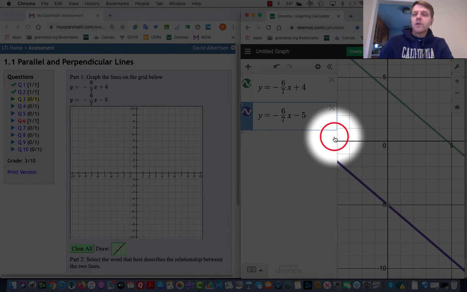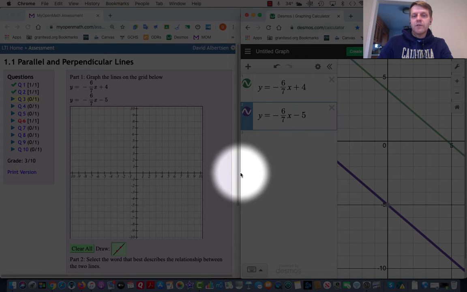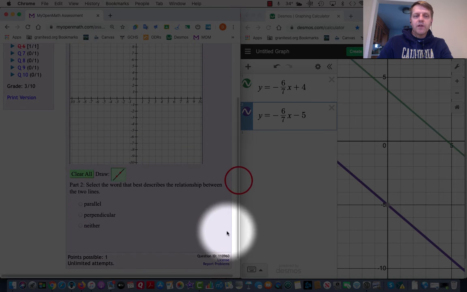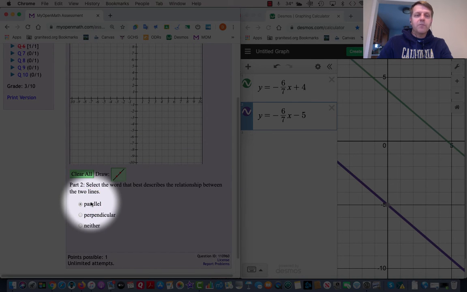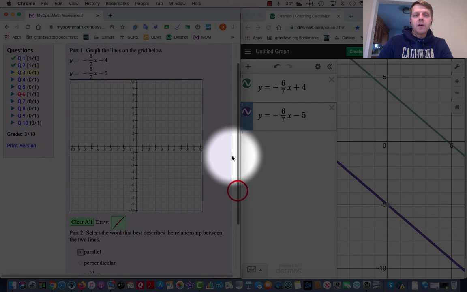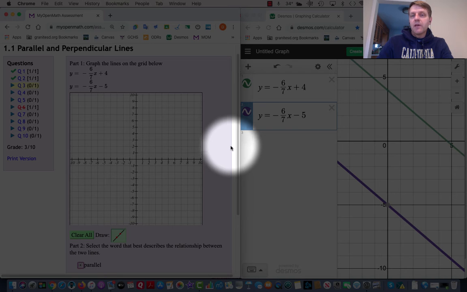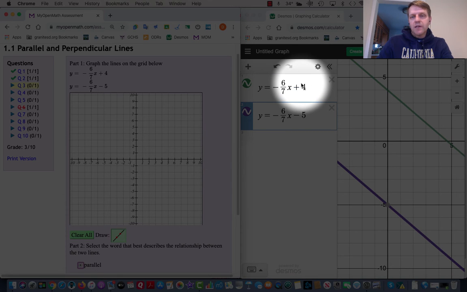Cool. So first of all, I think you can see that these two lines are parallel. So let's go down here, if I can scroll down, and we can say that those are definitely parallel. So that's the easy part. Now graphing it might be the trickier part. So let's try that. This green one here says you're starting at 4 and then you're going down 6 and over 7.